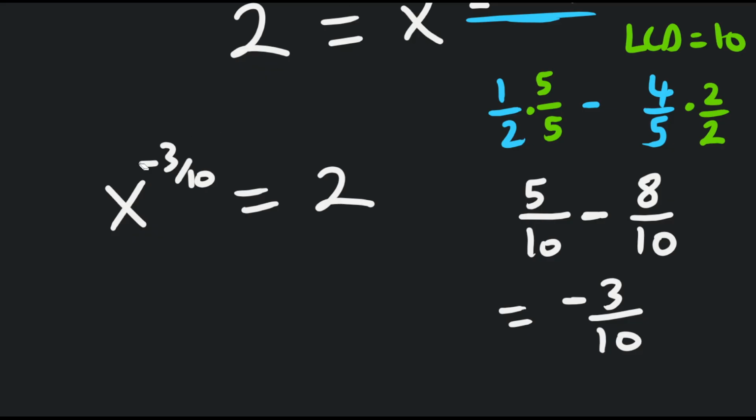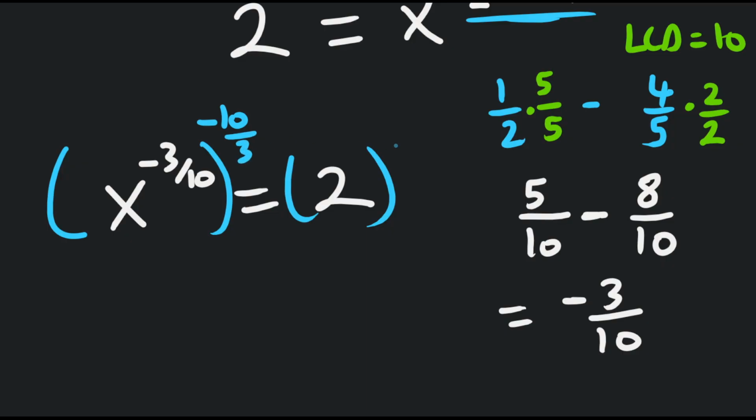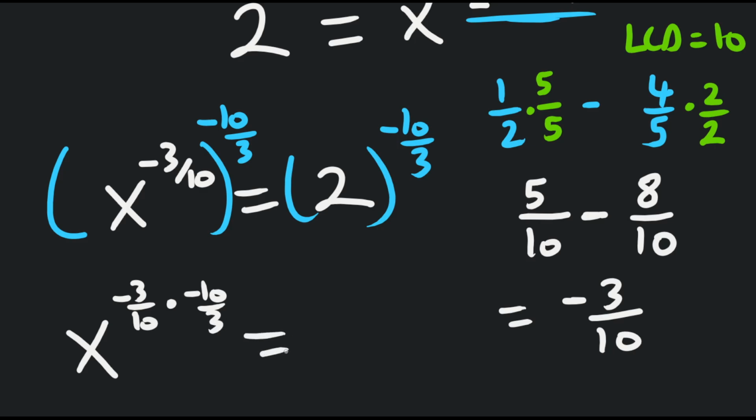We are going to raise both sides to the power of the reciprocal of this fraction. So -3 over 10, what is the reciprocal of that? It is -10 over 3. So -10 over 3. And then on the left side, we have x to the power of -3 over 10 times -10 over 3 equals 2 to the power of -10 over 3.